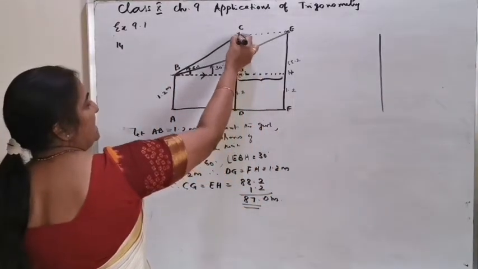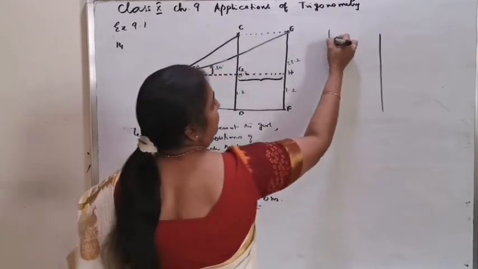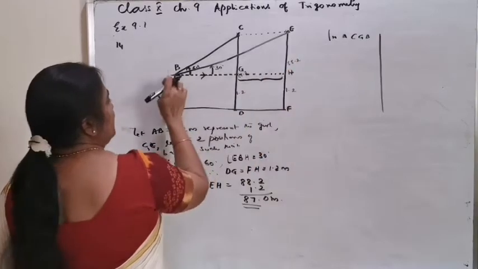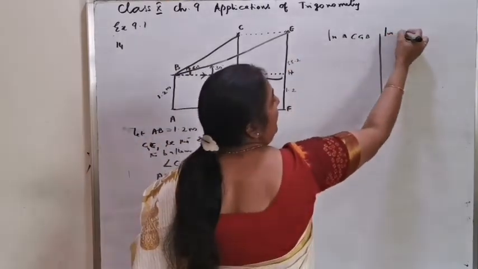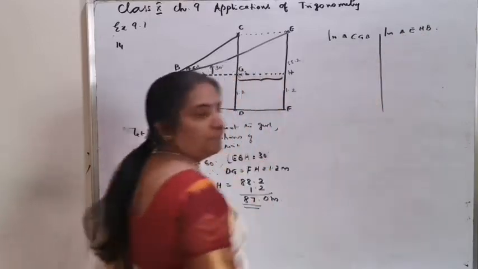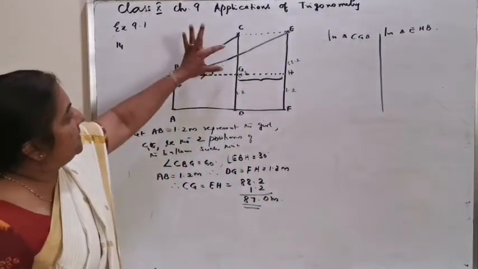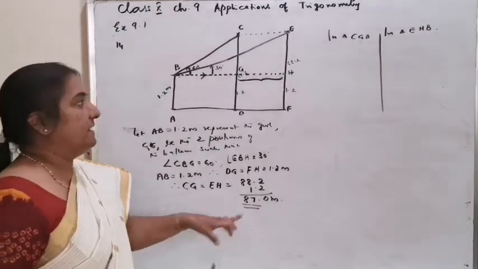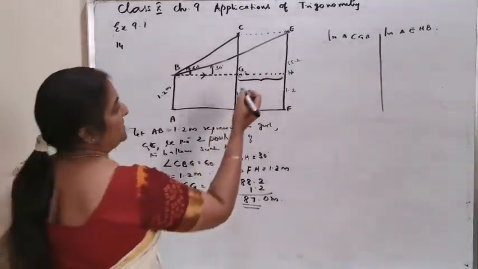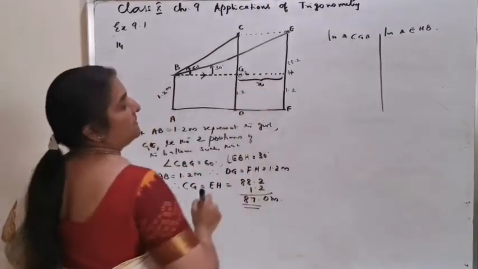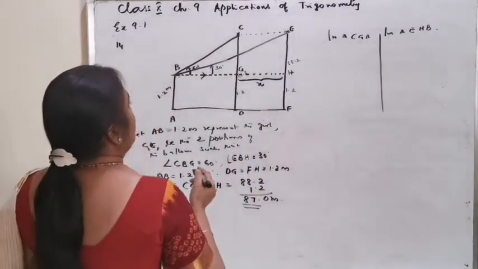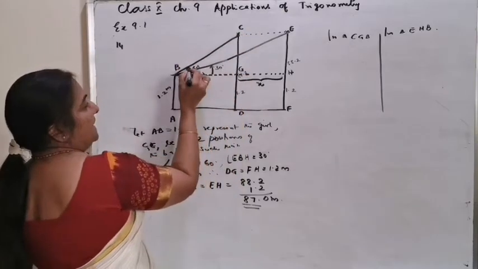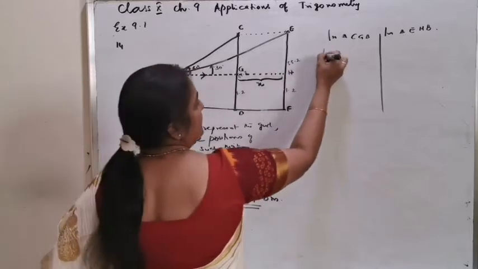First triangle is CGB. In triangle CGB. Second triangle EHB. In triangle EHB, take the sides, both measured as 87 meter. You have to find out what is the length of GH. Let's mark it as X. So in triangle CGB, see the angle is 60 degree here.